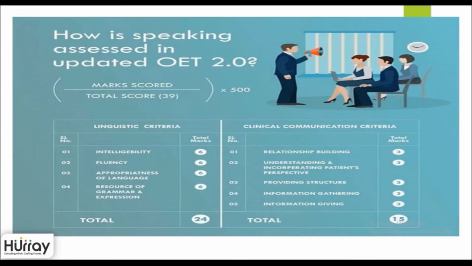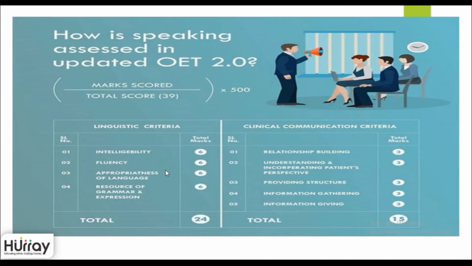Now, this is how the speaking is assessed in OET 2.0. These are the total marks scored by you divided by 39, which is a result of 24 plus 15, into 500. Whatever score you get is then converted into the grade. On this side, you have your linguistic criteria.